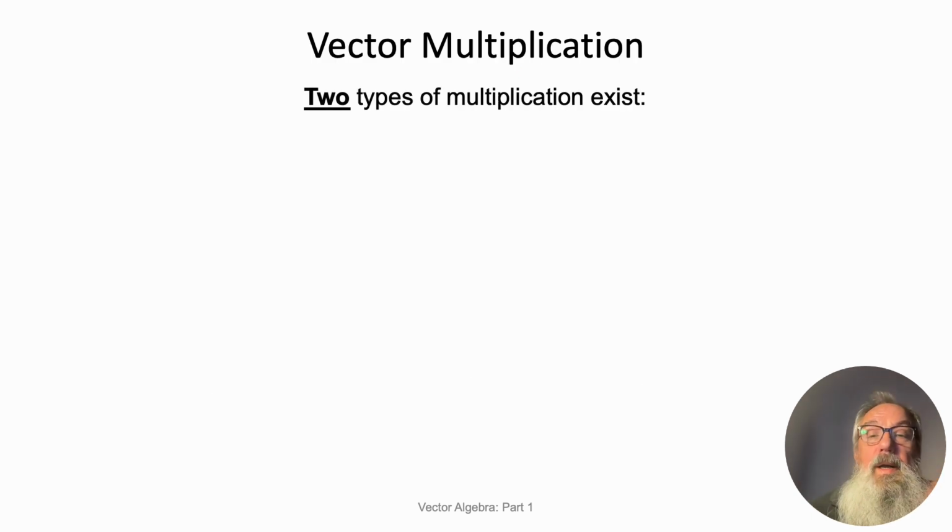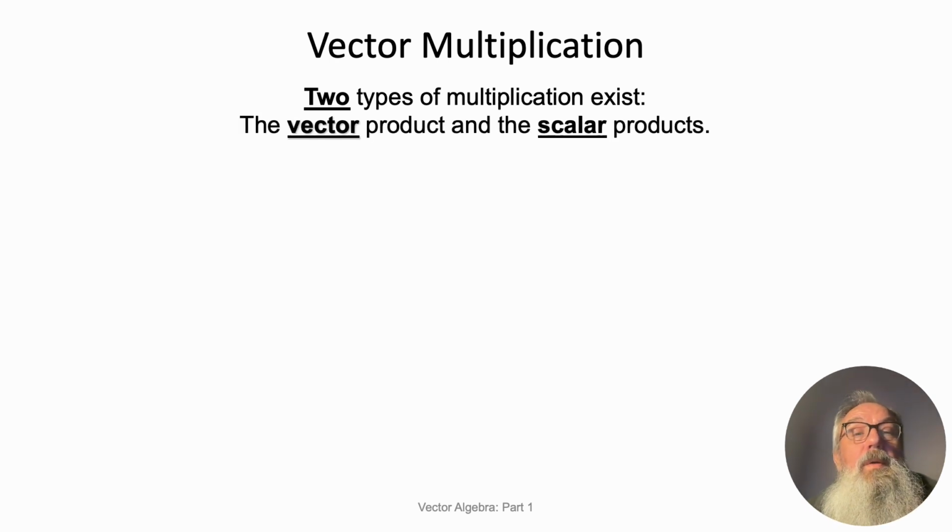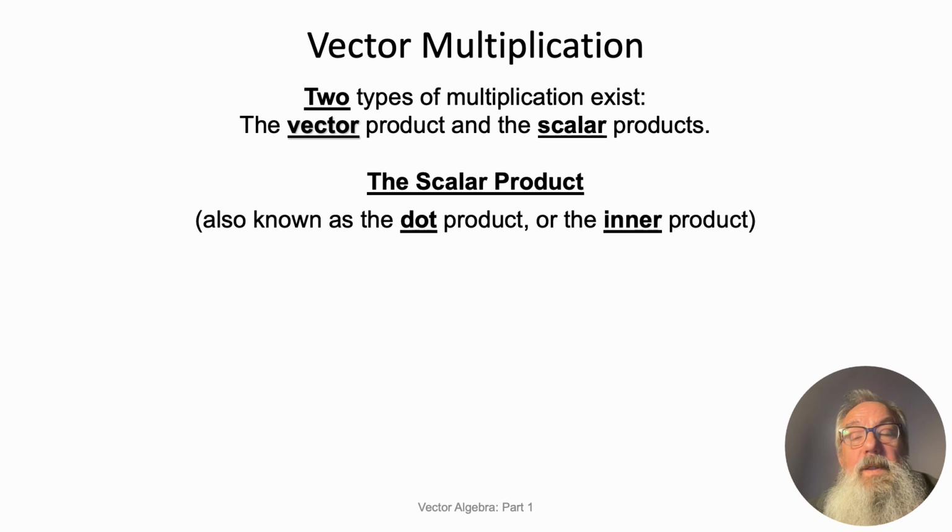What we're going to look at today is vector multiplication. Now, there are 2 types of multiplication for vectors defined. We're just going to look at the second one I've got here. We've got the vector product and the scalar product. We're going to look today at the scalar product. The scalar product is also known as the dot product, or the inner product. I will use the terms scalar product and dot product interchangeably, and you'll see why it's called the dot product in a moment.